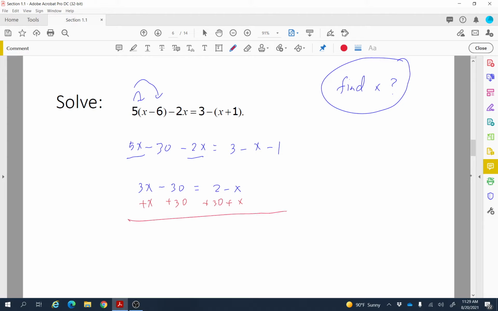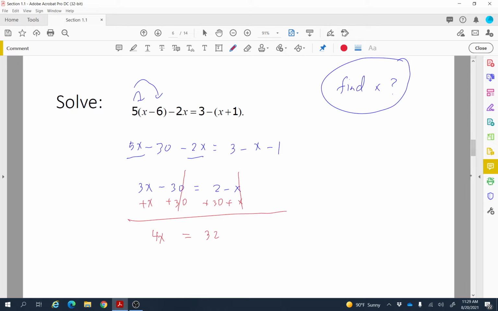By doing that, on the left side you can see that 3x plus x is 4x, negative 30 plus 30 is 0, so you don't have to write down anything for this, they're gone. Positive 30 plus positive 2 is 32, negative x and positive x is gone. So now you have 4x equals 32.